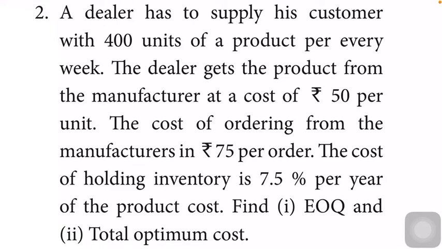Second problem: a dealer has to supply his customer with 400 units of a product per every week. The dealer gets the product from the manufacturer at a cost of rupees 50 per unit. The cost of ordering from the manufacturer is rupees 75 per order. The cost of holding inventory is 7.5% per year of the product cost. Find EOQ and total optimum cost.